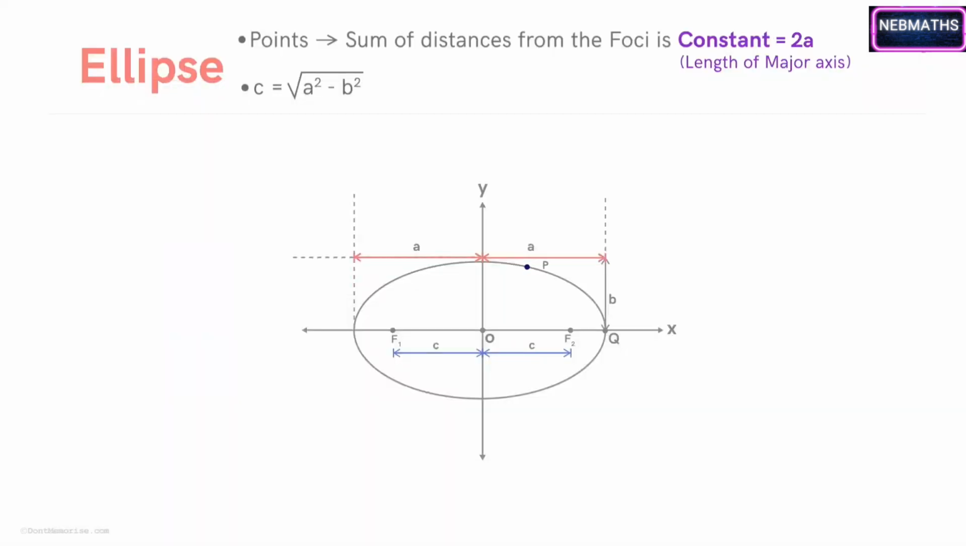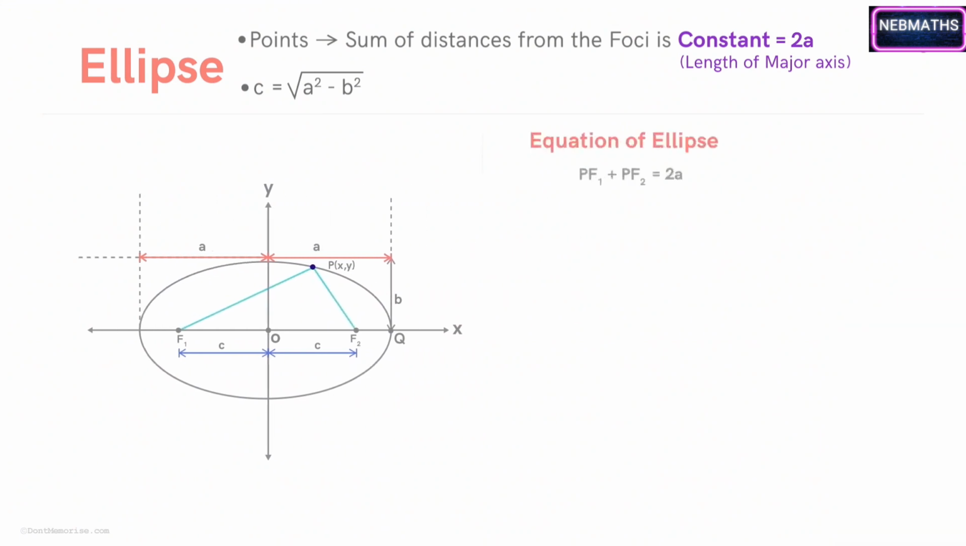Let's take a point P on the ellipse with coordinates x and y. We know its sum of distances from the foci will be equal to 2A. So we will get this. Now since C is the distance between the center and each of the two foci, their coordinates will be (C, 0) and (-C, 0). So we know the coordinates of these 3 points.